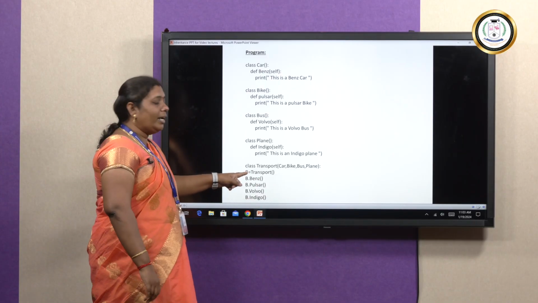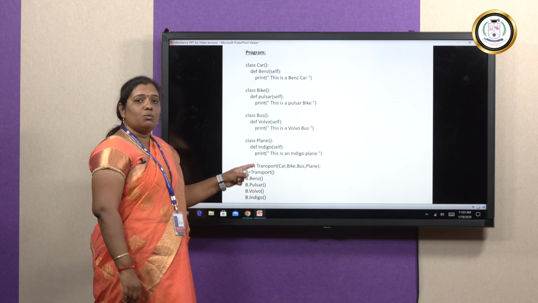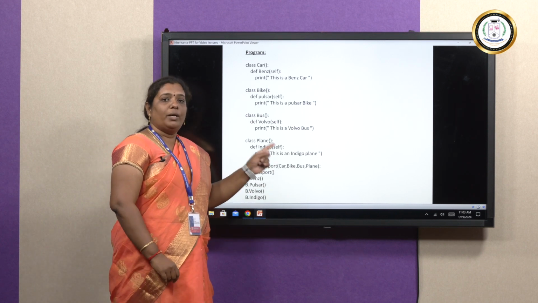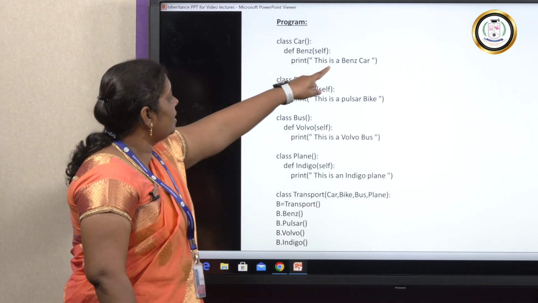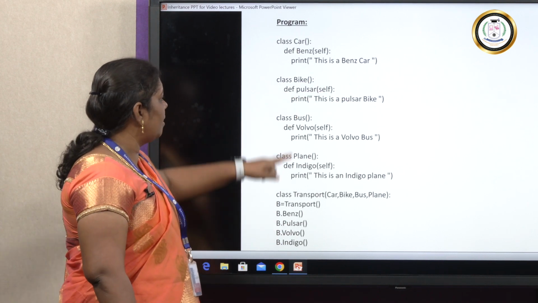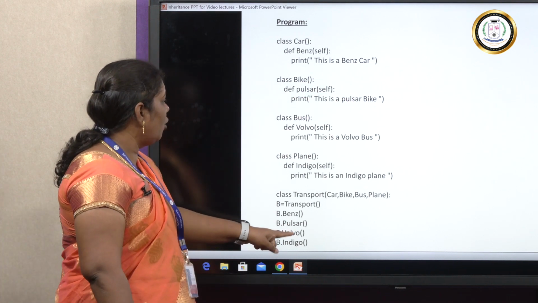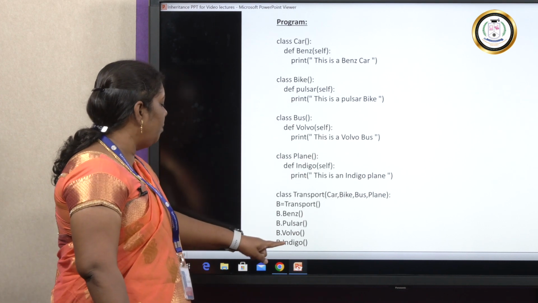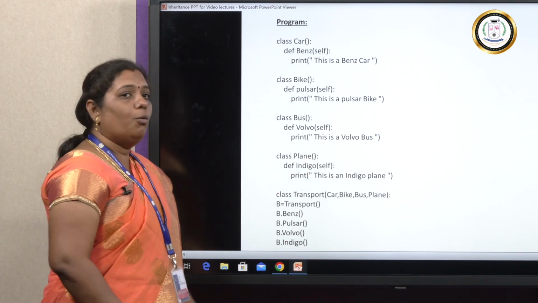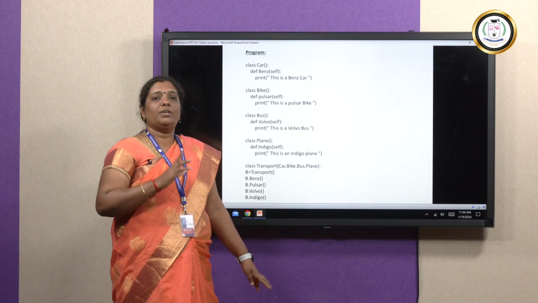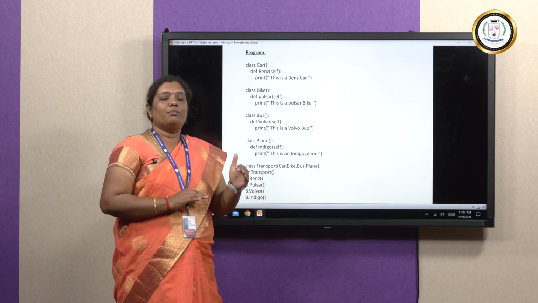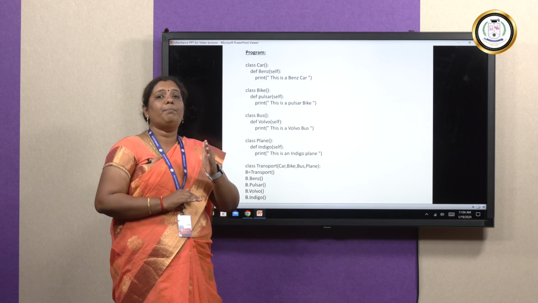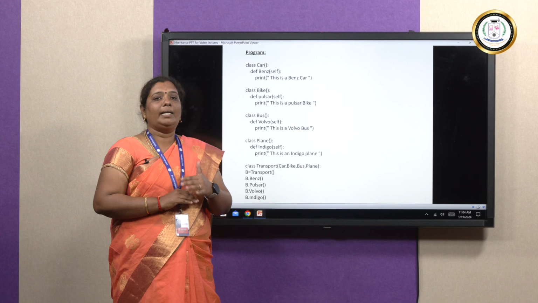Here I created only one object, B. This object is only for the child class Transport. By using this one object, we can inherit all the 4 parent classes' information. B dot Benz means a Benz car will be printed. B dot Pulsar means a Pulsar bike will be printed. B dot Volvo means a Volvo bus will be printed, and B dot Indigo means an Indigo plane will be printed. For 4 parent classes, we created only one object, named B. By using this child class object, we can inherit all the parent class information. That is called multiple inheritance.